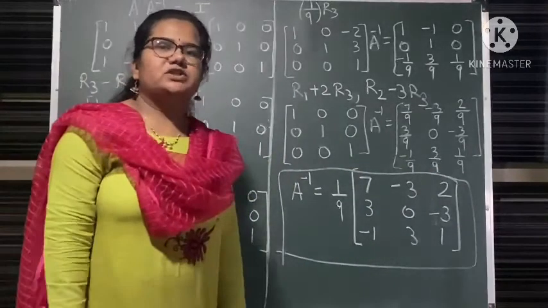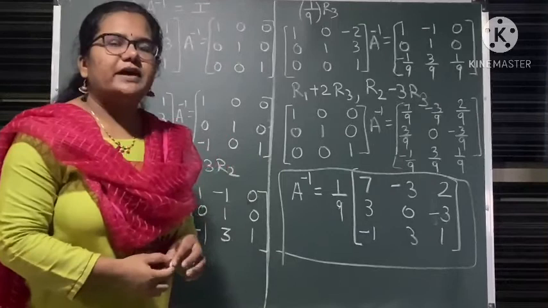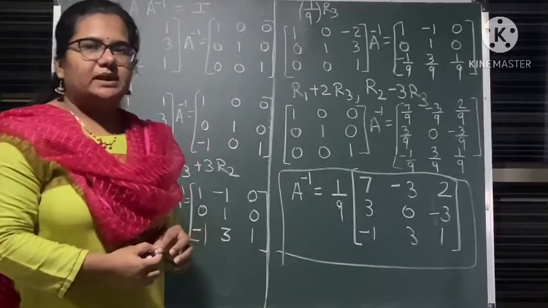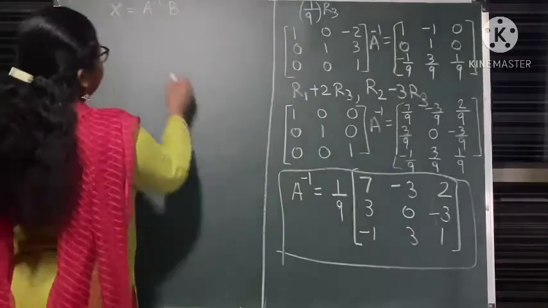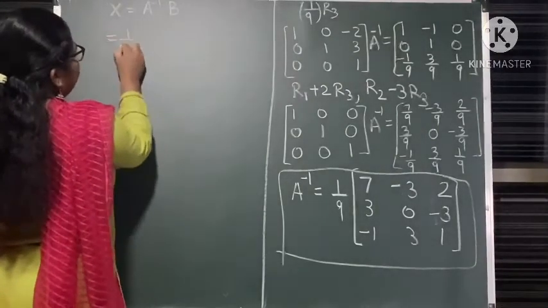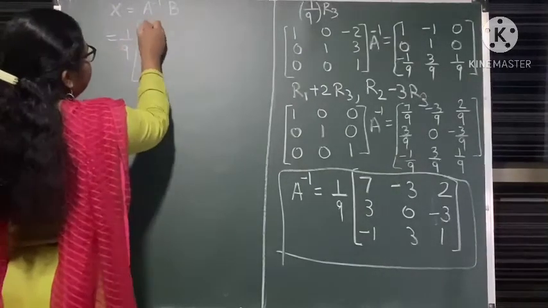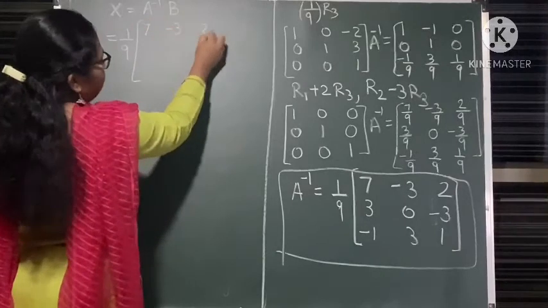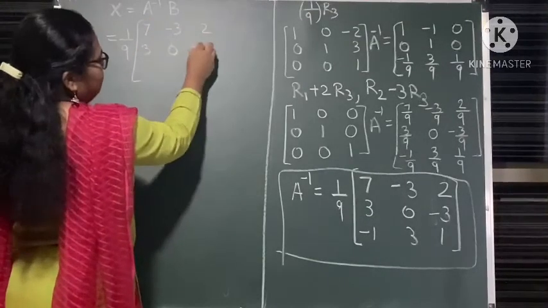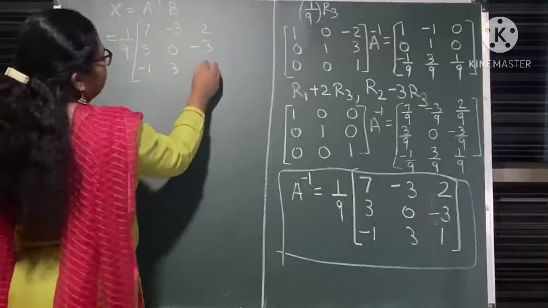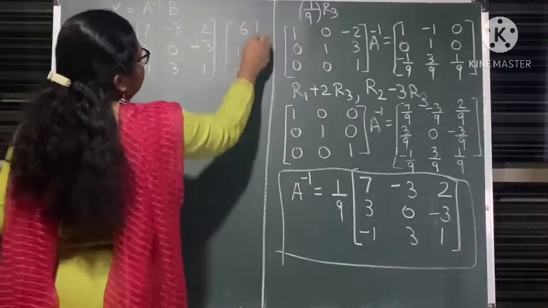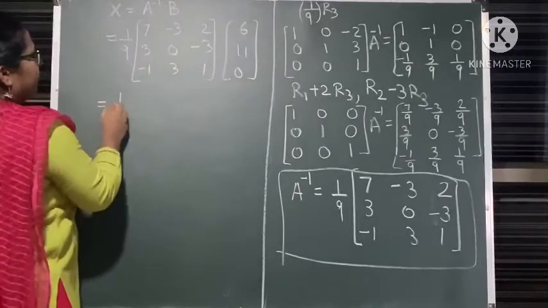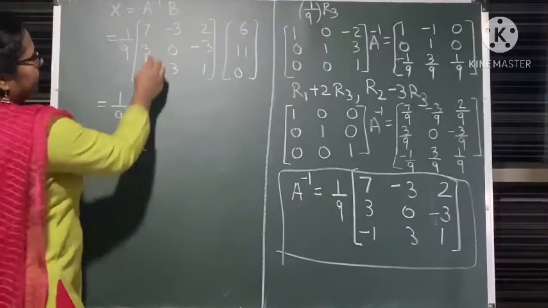elementary transformation method. Now we have to find the X matrix, the variable matrix. X equal to A inverse into B. So we will write A inverse, that is 1 by 9 into 7, minus 3, 2, 3, 0, minus 3, minus 1, 3, 1. And your B matrix was 6, 11, 0. Okay, 1 by 9 as it is. Now we will do the multiplication.